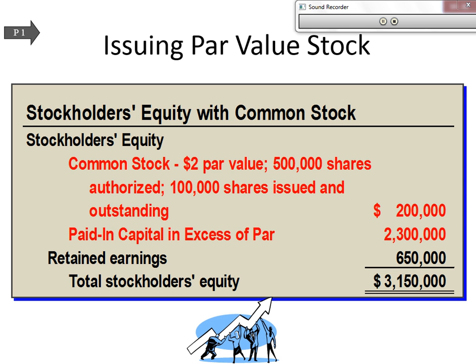Retained earnings balance is 650,000. What do you think retained earnings is for? The dividend. Dividends that have to be paid out. That's why a company has retained earnings. They put money towards retained earnings so that they can determine at the end of the period whether or not they're going to be able to pay out cash dividends to stockholders. And then, of course, total stockholders' equity, $3,150,000.